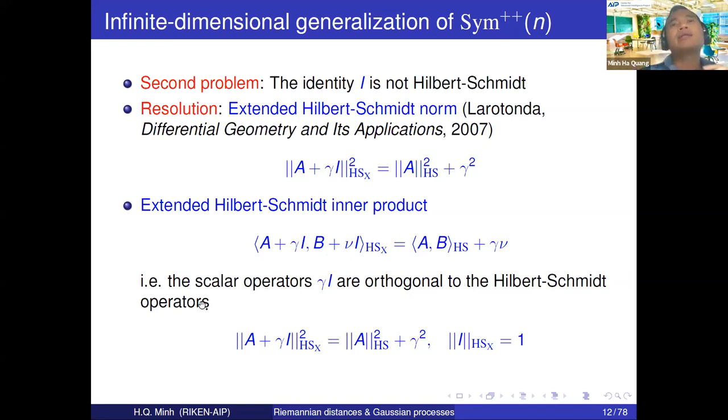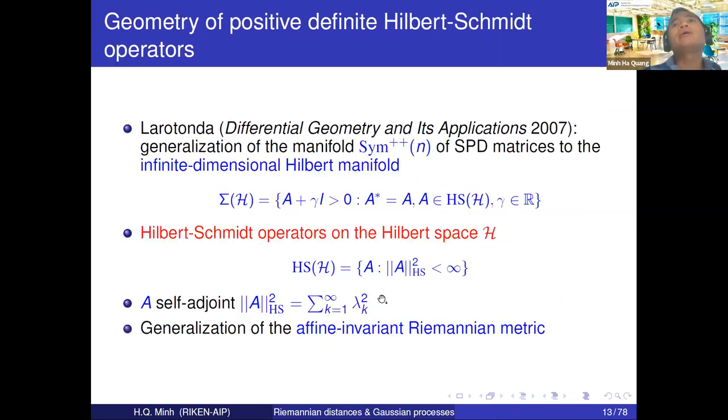And so if we define it like this, then the norm of the identity in the extended Hilbert-Schmidt norm is equal to one. So it's something we call a form of compactification. Instead of infinity, we actually compactify so that it's equal to one. So the generalization of the set of SPD matrices to the infinite dimensional setting is actually a Hilbert manifold.